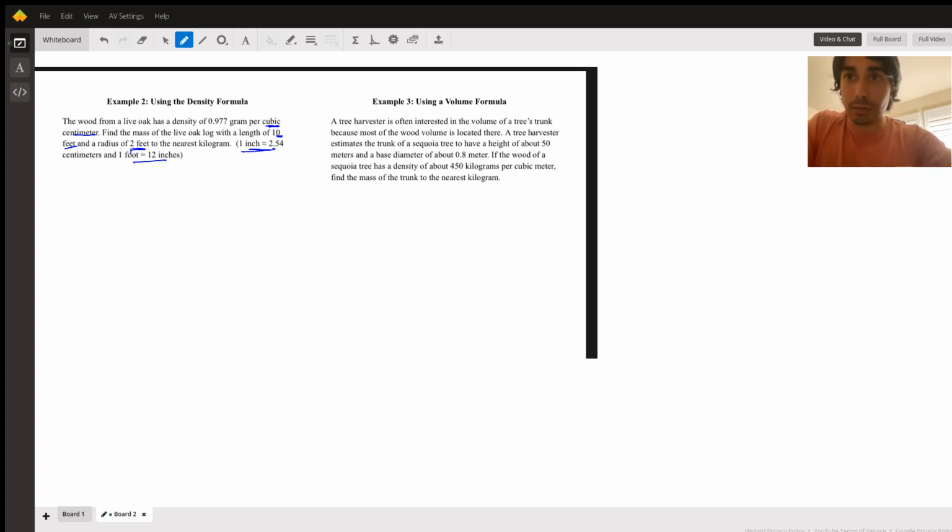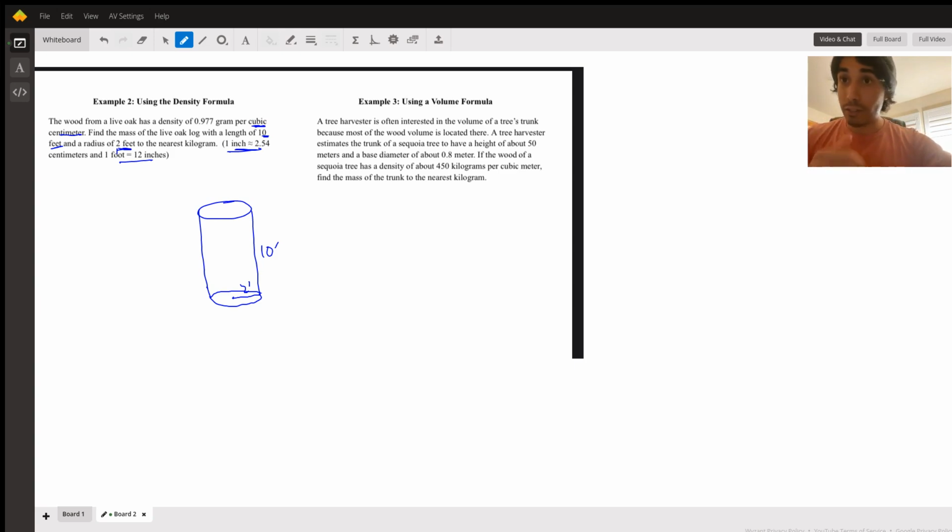So first of all, let's draw this log that they're giving us. So it says we've got a length. No, that was disappointing. Let's try that again. We've got a length of 10 feet. So the length of 10 feet and a radius of 2 feet. All right, so when we're talking about the radius, we're talking about the radius of those bottom circle and that top circle. That's the radius we're looking for whenever they say radius. Okay, but we want to convert the feet into centimeters, okay?